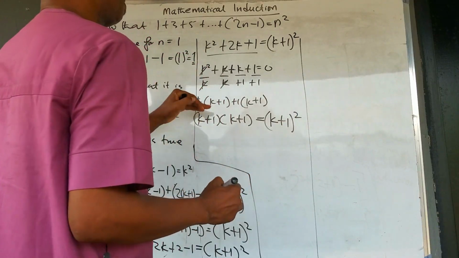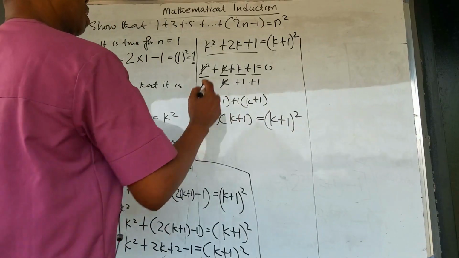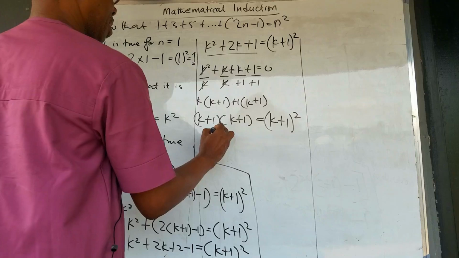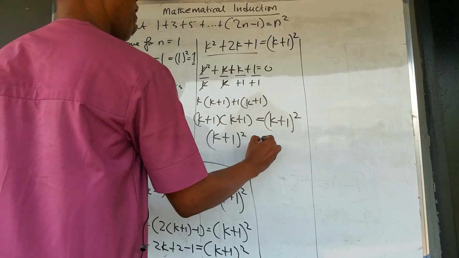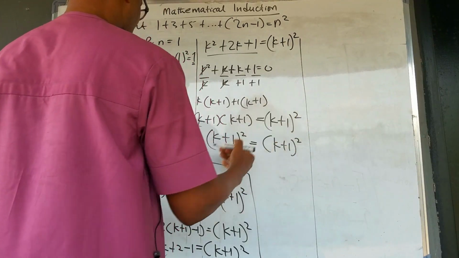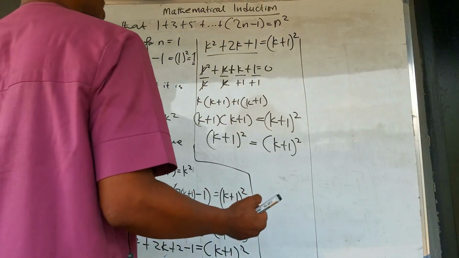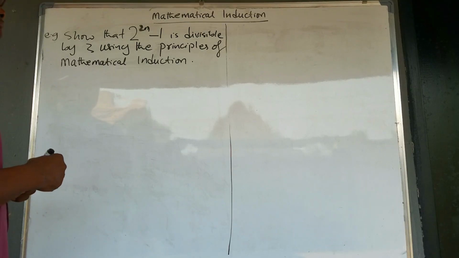I'm only doing this for people that are not used to simple factorization. But then when you have k plus 1 times k plus 1, it also means the same thing as (k plus 1) squared is equal to (k plus 1) squared. So looking at what I've done, you can see that without much ado, it is true. The power 2n minus 1 is divisible by 3 using the principles of mathematical induction.